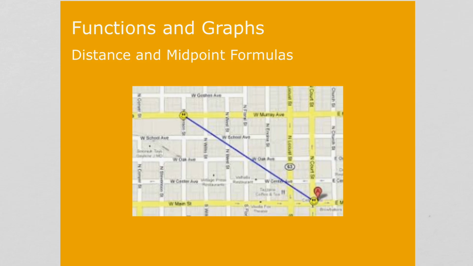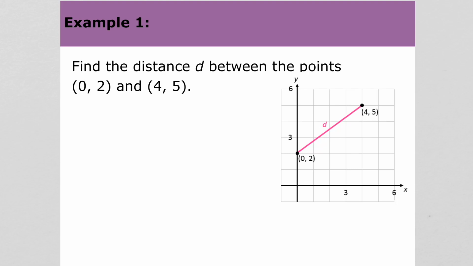Let's do a quick review of the distance formula and the midpoint formula. To find the distance between these 2 points, there's 2 ways we can do this. The first way is to realize that this line here can make the hypotenuse of a right triangle, where the x leg, the horizontal leg, is 4 units long, and the vertical leg is 3 units long.